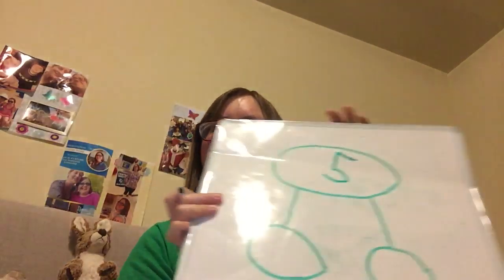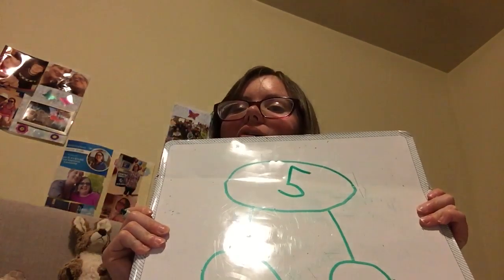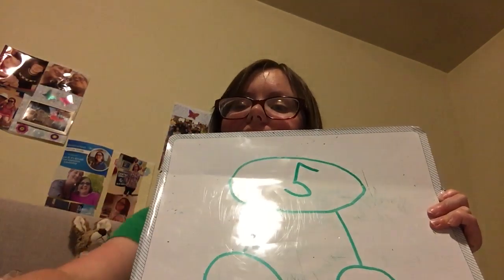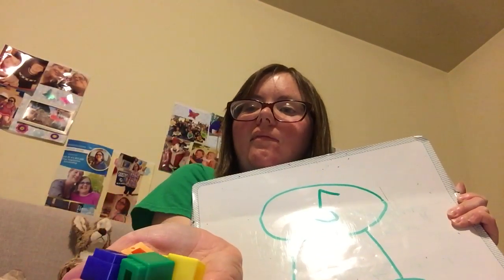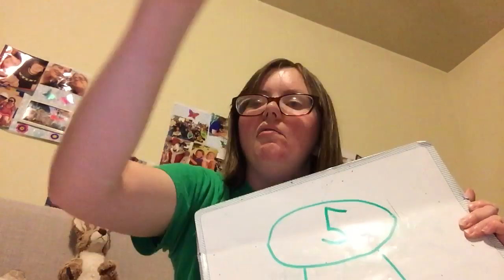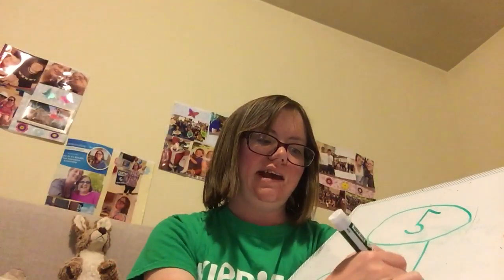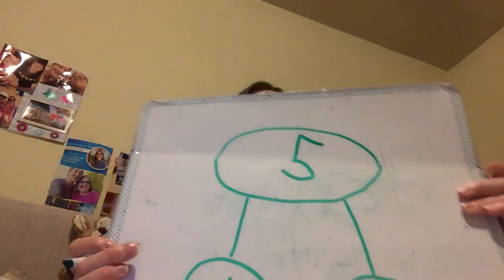Now, we said that Abigail got how many cookies? That's right, she got 4. 1, 2, 3, 4. So we're going to write a 4 in one of the bottom circles. And how many cookies were left for Caleb? That's right, 1. So you're going to write a 1 in that other bottom circle.